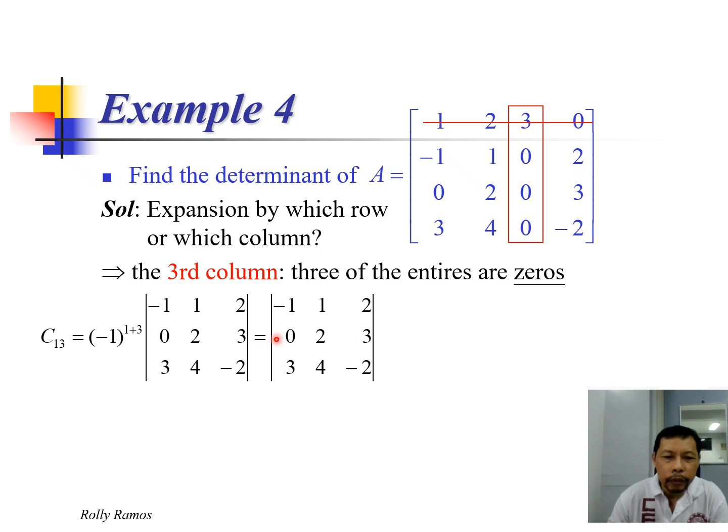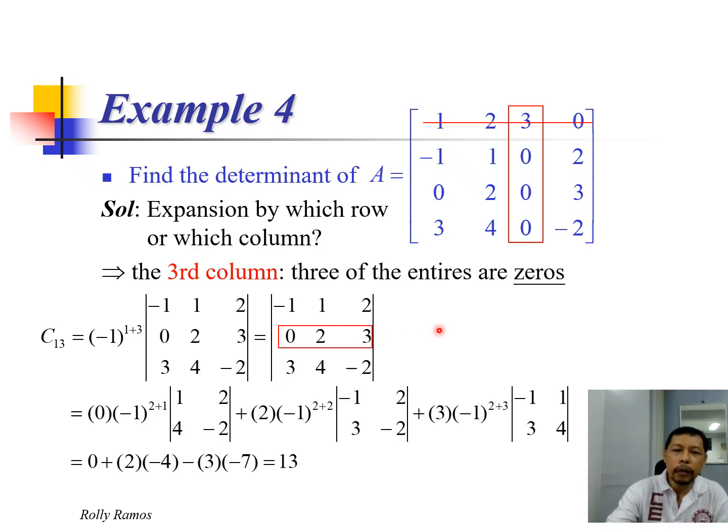We could find its determinant by the shortcut method or cofactor expansion. Now, since we have a 0 here, we could expand about the first column or the second row. So let us select the second row. Using cofactor expansion, this element times its cofactor plus this element times its cofactor plus this element multiplied by its cofactor. And C13 will give us 13. So that is the cofactor.